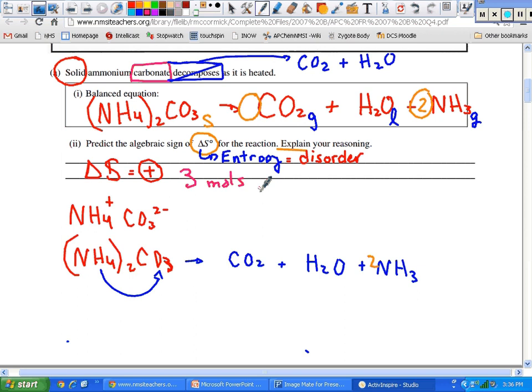Wait, excuse me. Okay. I did make a little mistake here. This is not water liquid. It's water what? It's water gas. I'm sorry. So you're technically not 3 moles of a gas. You're what? You're 4 moles of a gas. Okay, 4 moles of gas from a solid. That's where it's coming from. I would just say you're going from one mole of solid to a different amount of moles of gas.